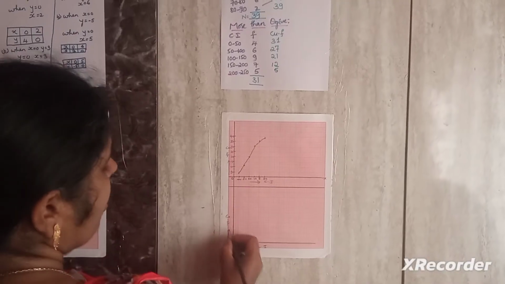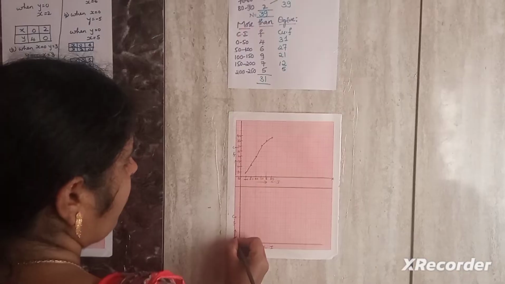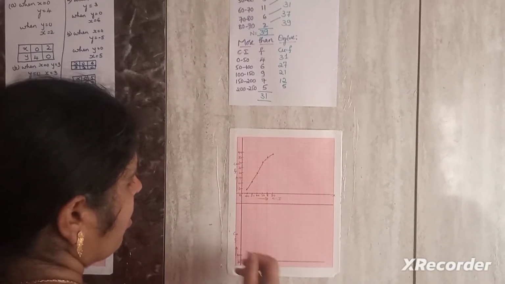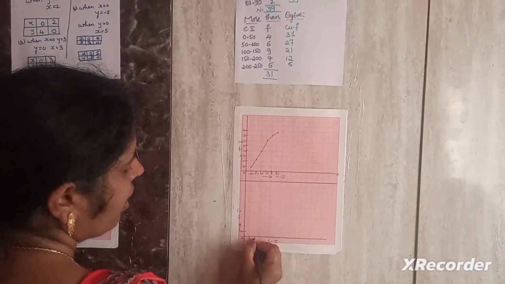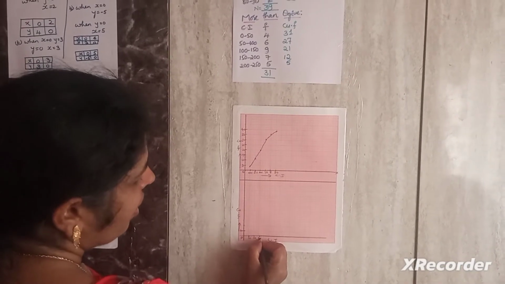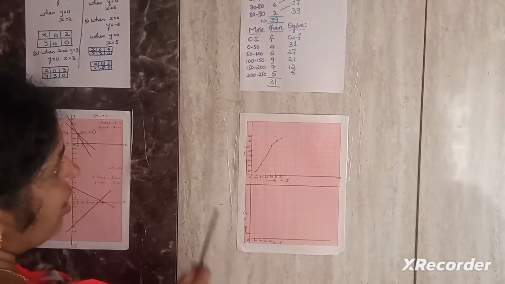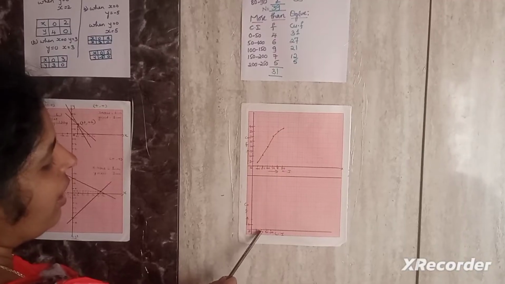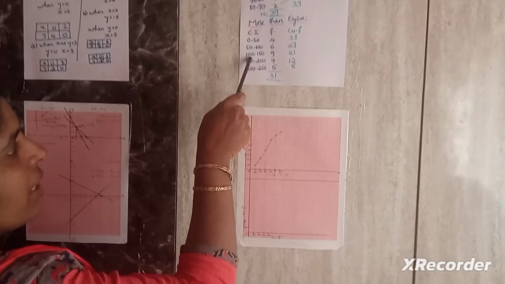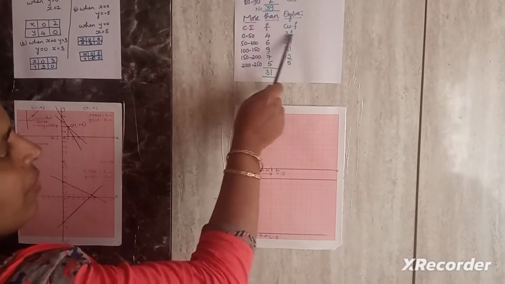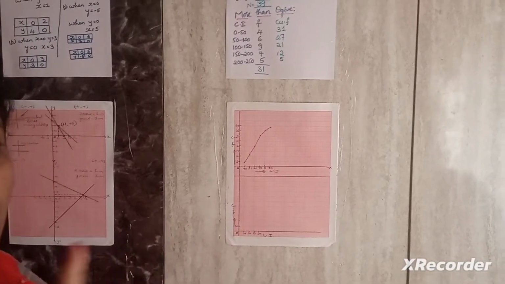So mark your points. 50. Sorry, it should be on the x-axis. 50, 100, 150, 200. See, 0 is already there. 50, 100, 150, 200. I am taking the upper limit. 0, 50, 100, 150, 200. Now mark the frequency. See, it will come on the y-axis because your limit is 0.